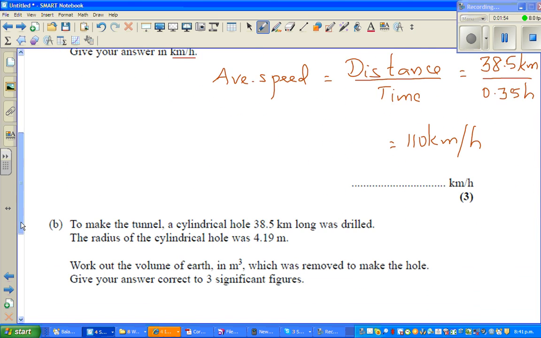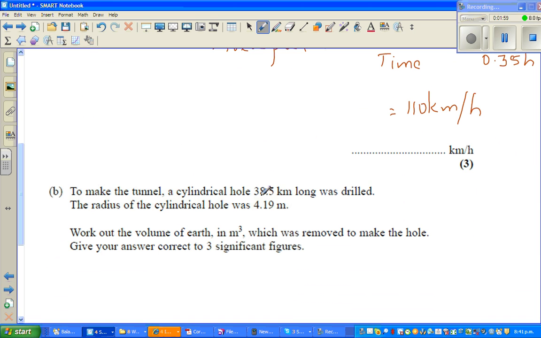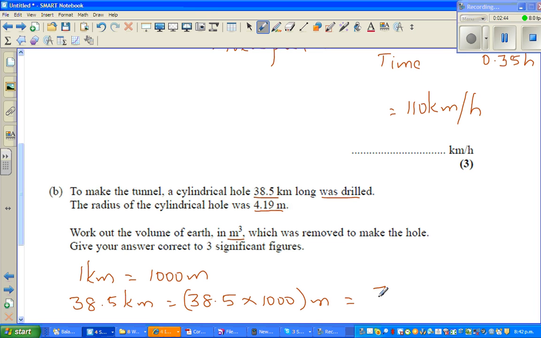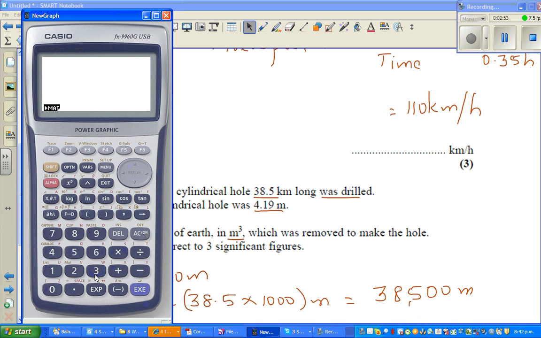Okay, the next question. To make the tunnel, a cylindrical hole which is 38.5 kilometers long is drilled. The radius of the cylindrical hole is 4.19 meters. And you want to work out the volume in meters cubed. So here you need to change this kilometers to meters. You should know 1 kilometer is 1,000 meters. So 38.5 kilometers would be 38.5 times 1,000 meters, that is 38,500 meters. Always good to check on a calculator.